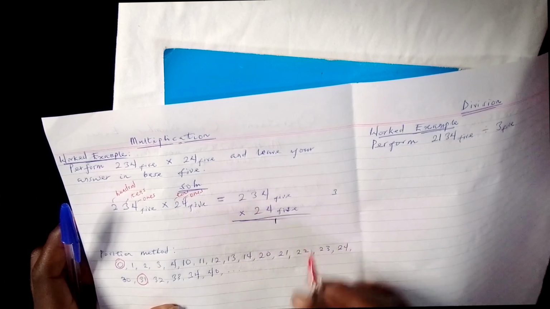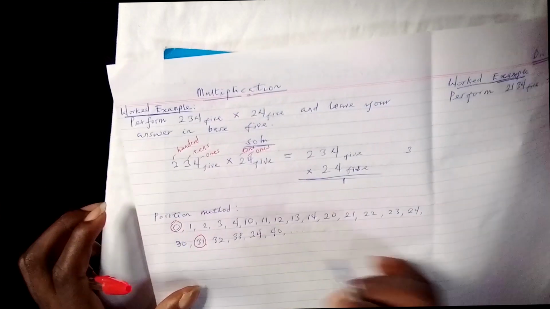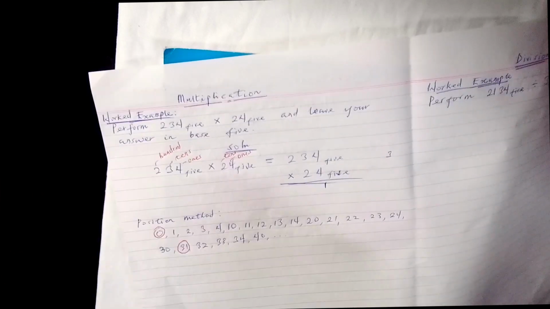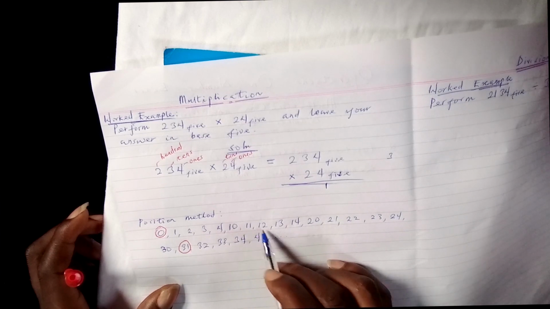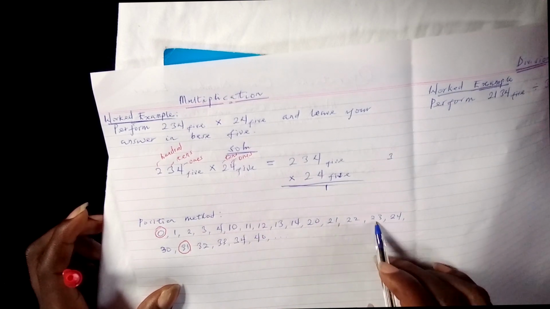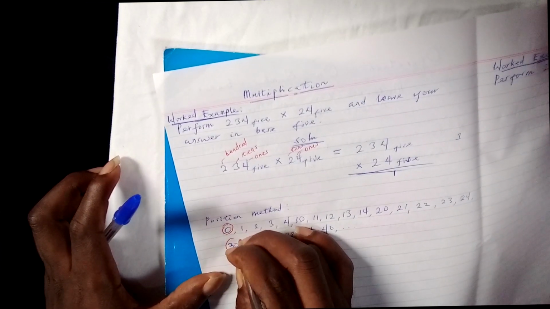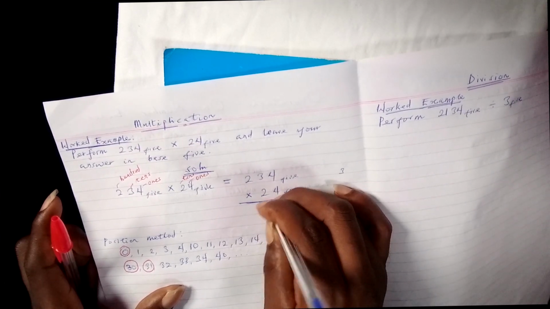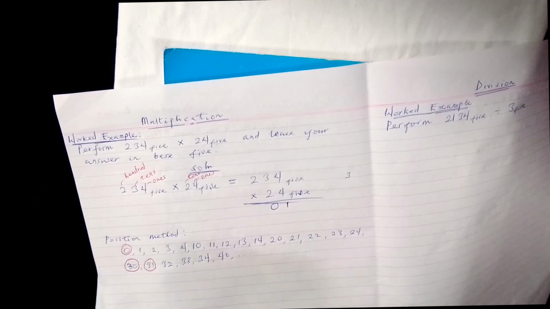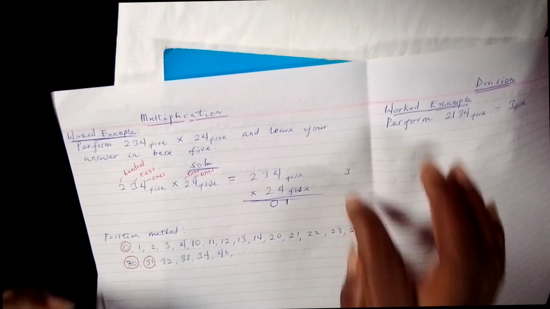4 times 3 is 12. 12 plus 3 is 15. So we are counting on the 15th digit. That will be our answer. So 1, 2, 3, 4, 5, 6, 7, 8, 9, 10, 11, 12, 13, 14, 15. 15 lies on 30. So this is supposed to be our answer. You just have to write 0, remainder 3. Now 4 times 2 is 8 plus 3 is 11.